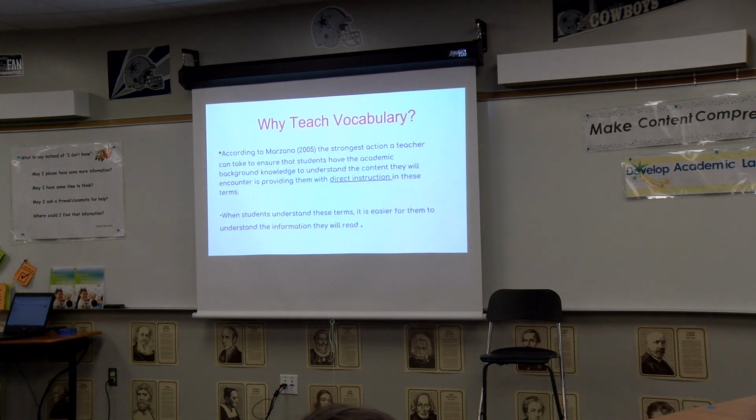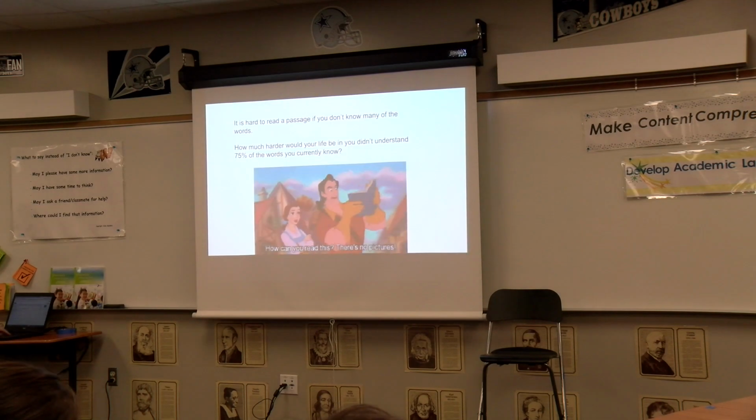So why teach vocabulary? According to Marzano, the strongest action a teacher can take is to ensure that students have the academic background knowledge to understand the content that they will be encountering in your class. This is about direct instruction. We need to actively teach academic vocabulary. And obviously, when students understand these terms, it's going to be easier for them to understand the information and the content in your classroom. And it is hard to read a passage if you don't know many of the words. Obviously, it's going to look something like this here. Okay?